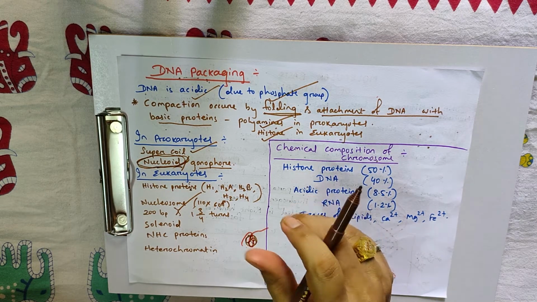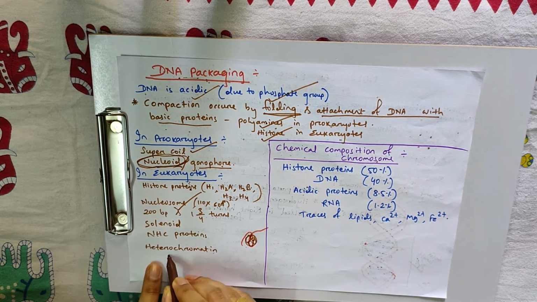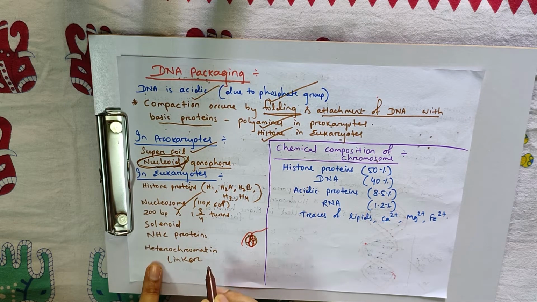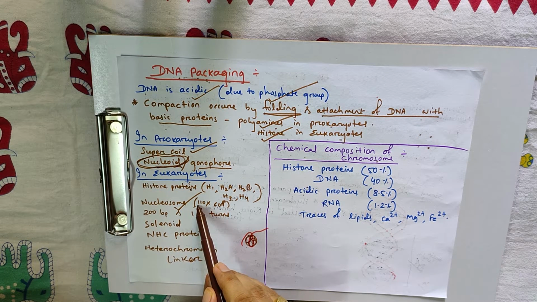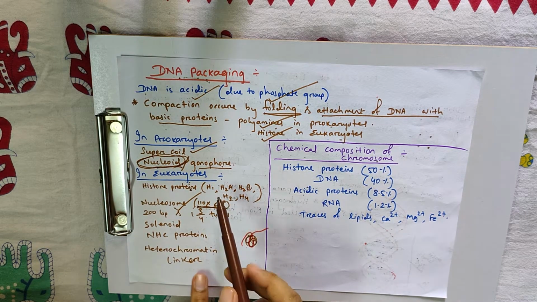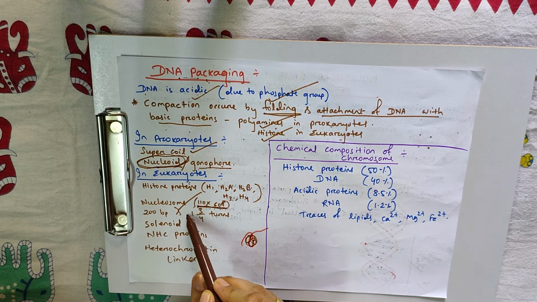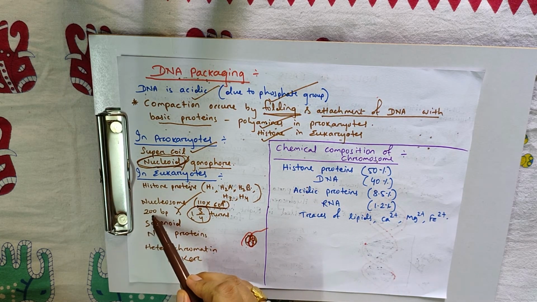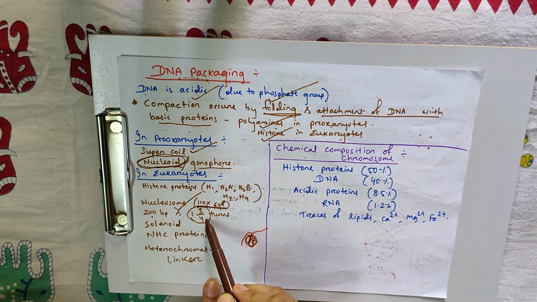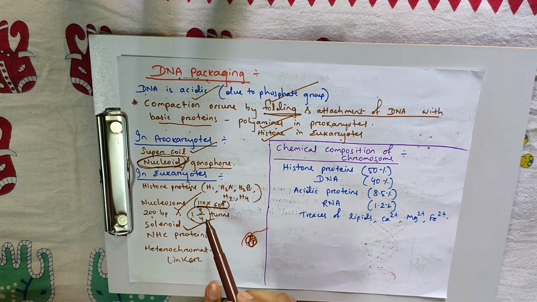The distance between two nucleosomes is called linker DNA, and the DNA around the nucleosome is about 110 into 60 angstrom, and it is 3 by 4 turns. The number of base pairs is 200 base pairs, and later they coil around themselves to form a solenoid structure.